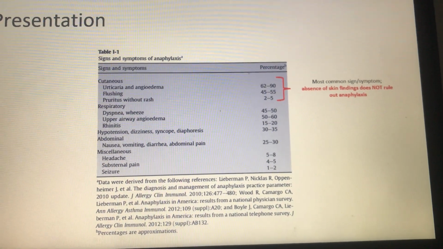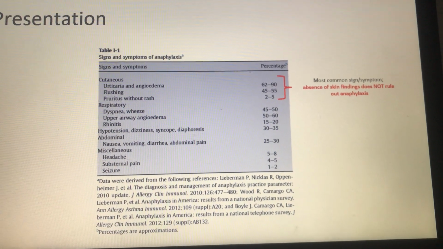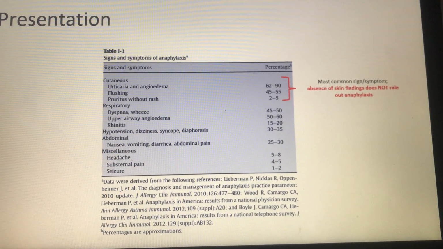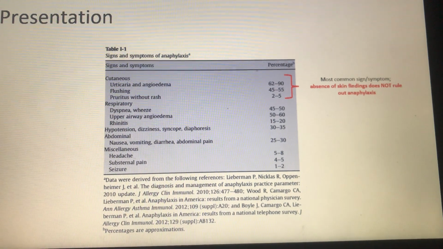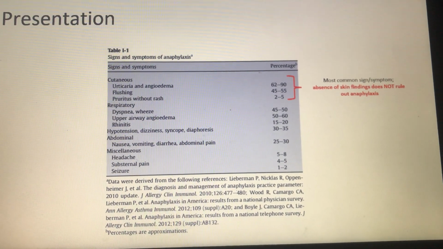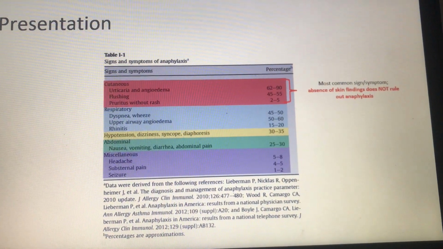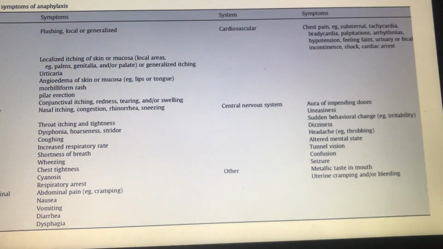On the respiratory system, there can be wheezes and angioedema. On the cardiovascular system, there can be hypotension, dizziness, and even a headache and seizure sometimes. This is what you can see.